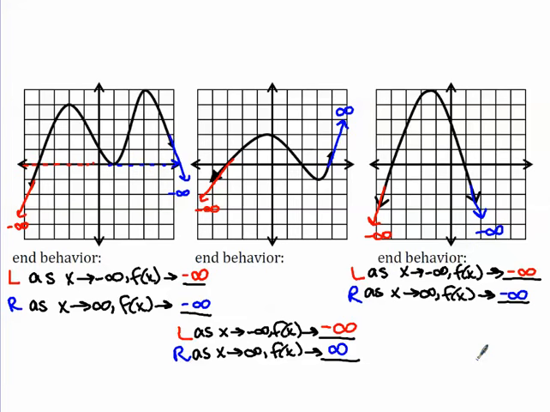One other thing we can look at with these examples is if you put your pen on these and trace them, you can trace the entire graph without ever lifting up your pencil. So all of these are continuous functions.